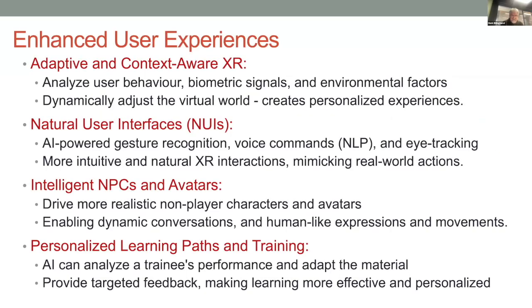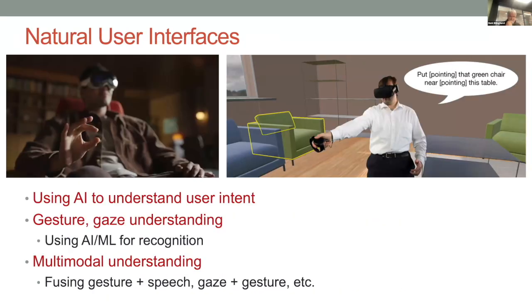AI can also be used to enhance the user experience. So it can be used to build XR systems that respond to your behavior, create more natural user interfaces, add intelligent characters, and also create personalized VR training experiences. So, for example, people are starting now to use gaze and gesture together, and you can use AI to recognize the gesture and gaze input and then fuse them together into a more natural interaction.